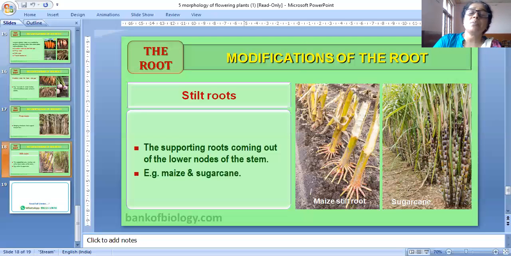In cymose type of inflorescence, the main axis terminates in a flower, hence is limited in growth. The flowers are borne in a basipetal order. Basipetal means the top flower blooms first, the larger one, and at the base the smaller flowers are buds. This is basipetal arrangement. So two types of inflorescence we are learning now.